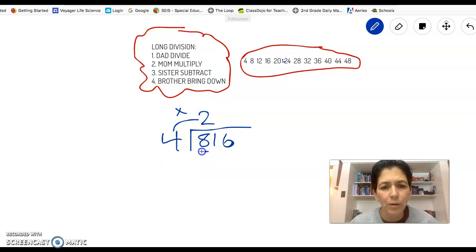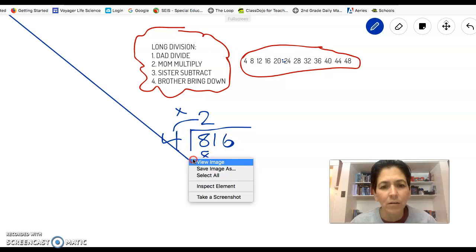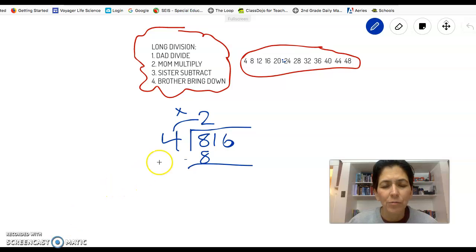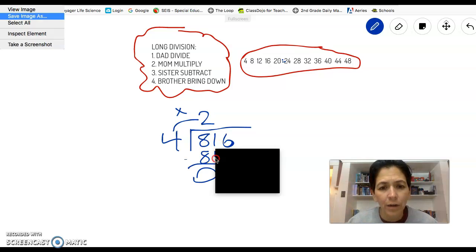4 times 2 is 8. We just did mom multiply. Now we're going to sister subtract. 8 minus 8 equals 0. We're not done yet, though, because I have brothers in the closet. I have 2 brothers, actually. Here's the trick: we can't let both guys out at the same time. It's only one brother out of the closet at a time. You can't let 2 brothers out of the closet, it'll be chaos. One brother out at a time. So let's bring down this 1.